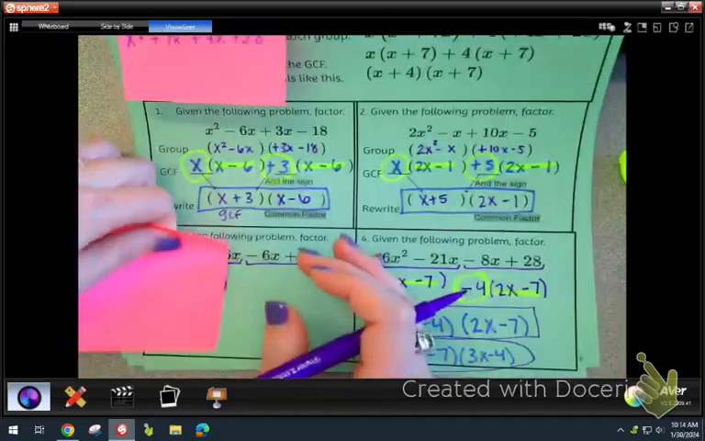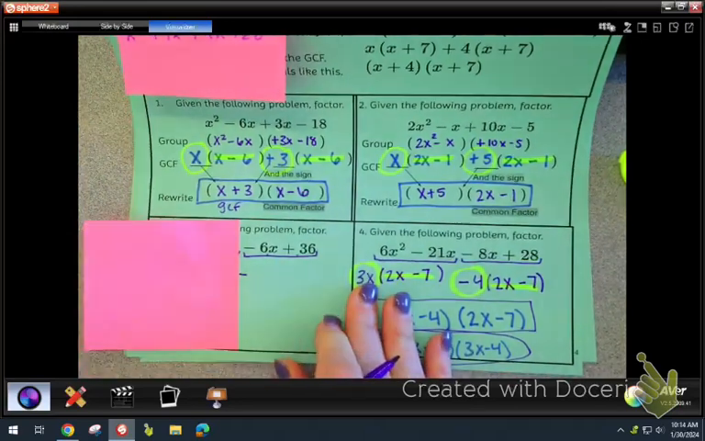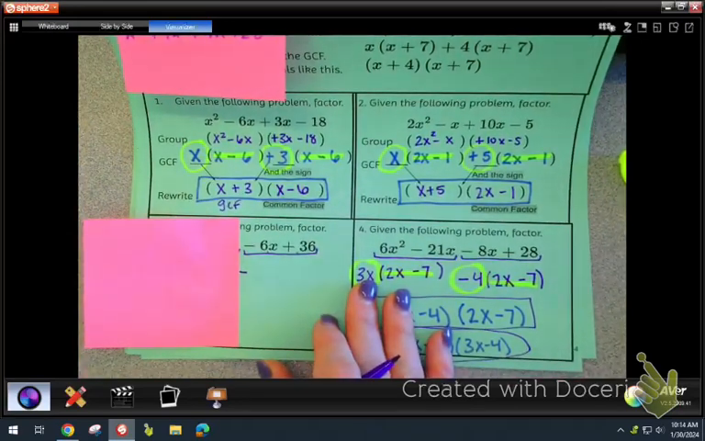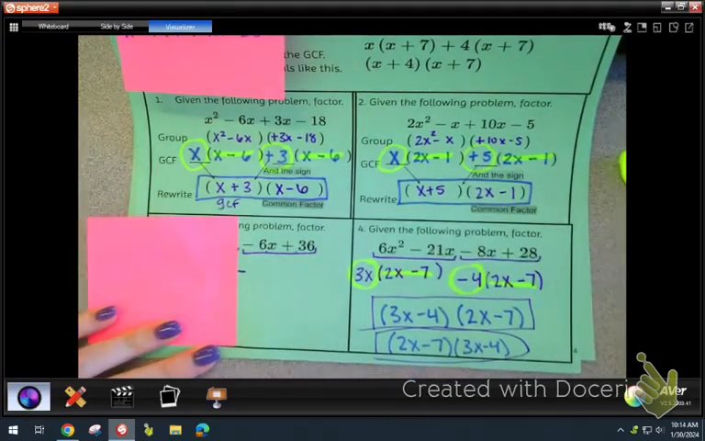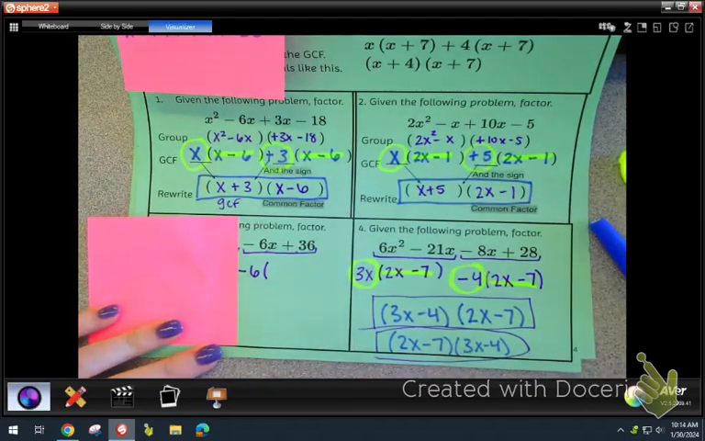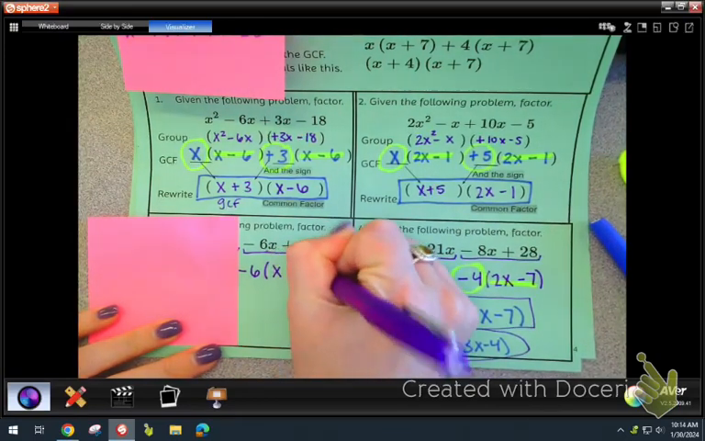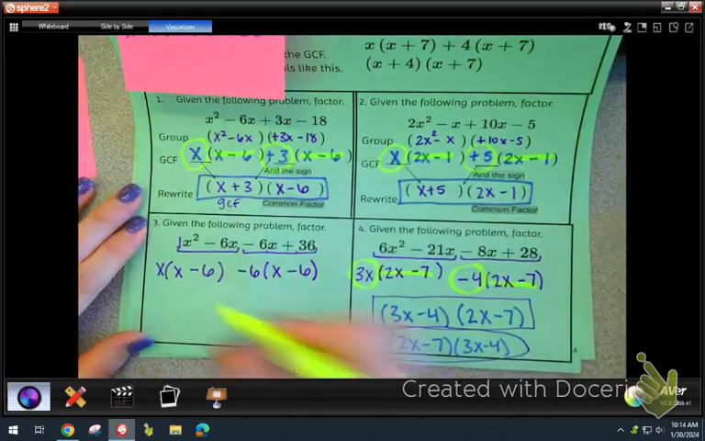Okay. Next group. What kind of number are we going to take? Read the sign, read the sign. We're going to take out a negative. Only a number. Cannot take out an X because does 36 have one? No. So what number is divisible by 6 and 36? 6. And you're left with just x. What's 36 divided by negative 6? Okay. Do they match? Yeah.